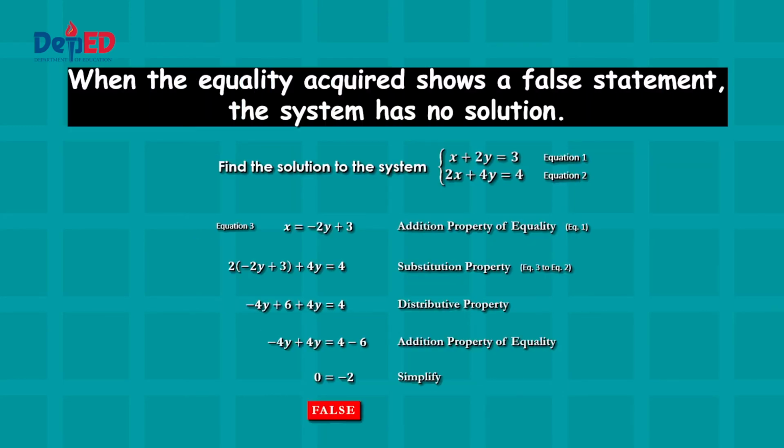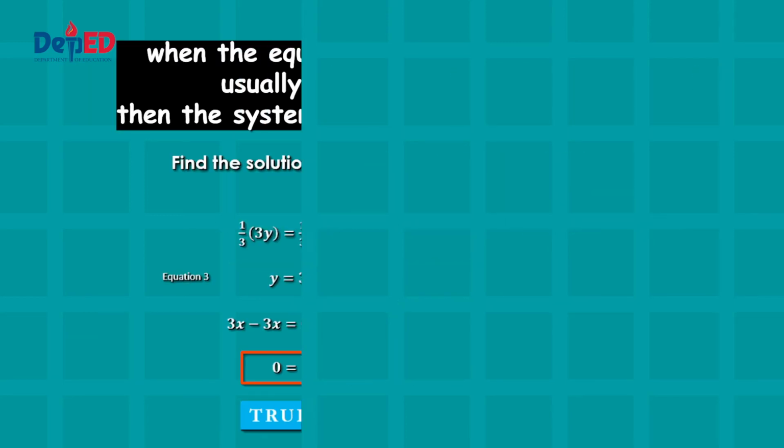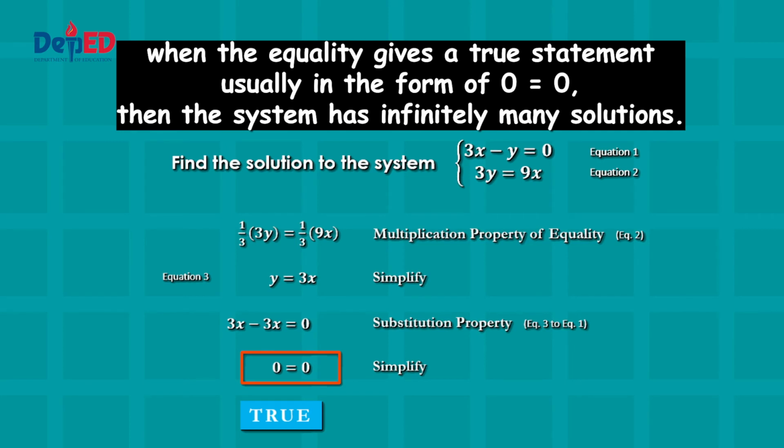When the equality acquired shows a false statement, the system has no solution. But when the equality gives a true statement, usually in the form of 0 equals 0, then the system has infinitely many solutions. I know that you have learned a lot in this endeavor of solving systems by substitution.